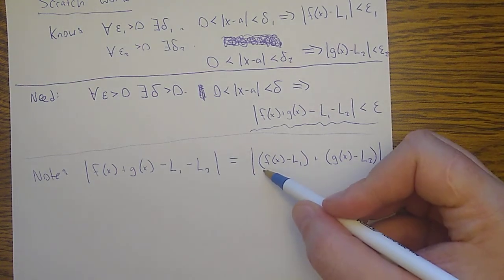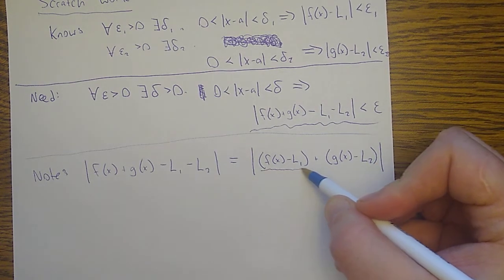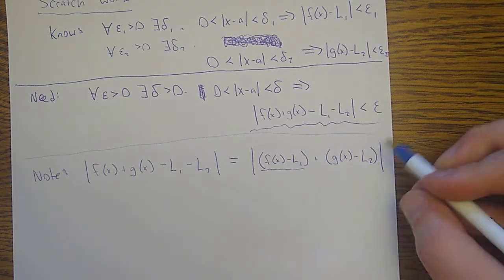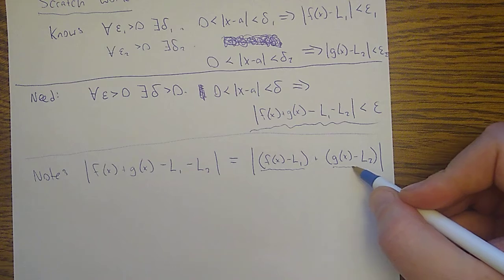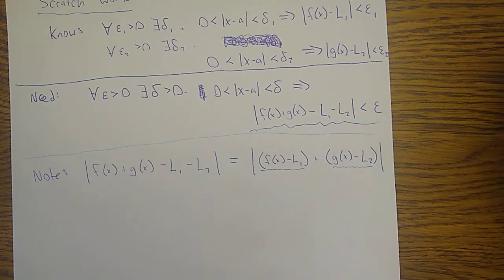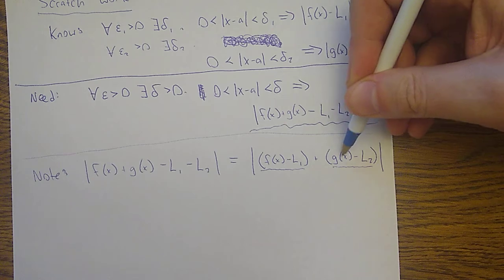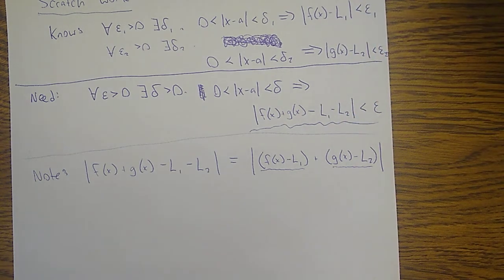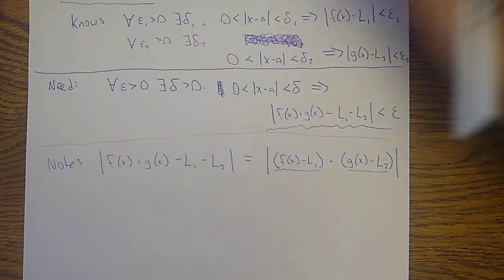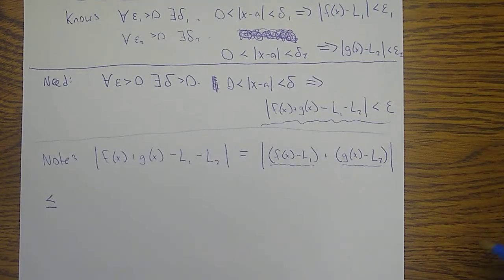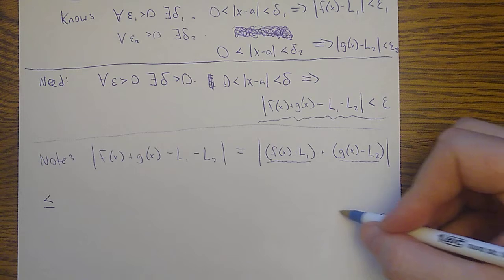And here I have f of x minus its limit, because remember f of x was going to L1. And then I also have g of x minus its limit, because g of x was going to L2. And I like grouping things together like that. I like grouping f with its limit and g with its limit. What am I going to do now? I'm about to apply the triangle inequality.